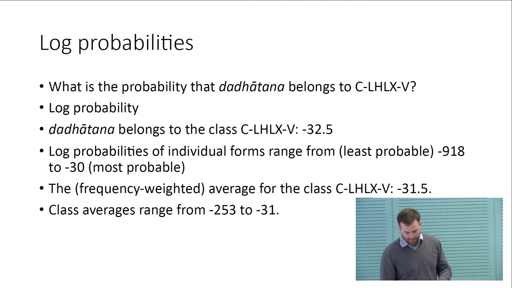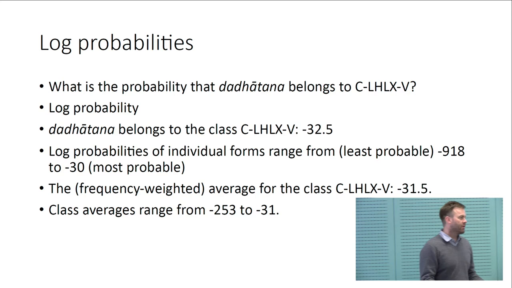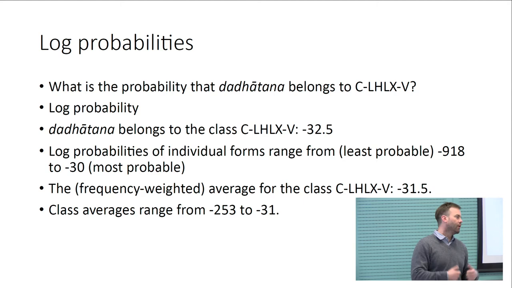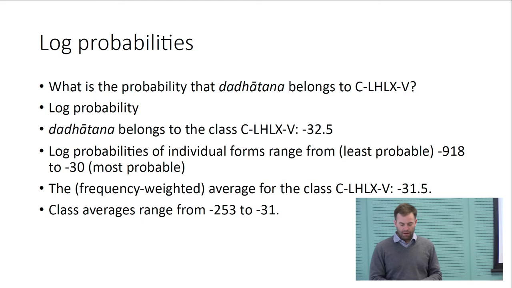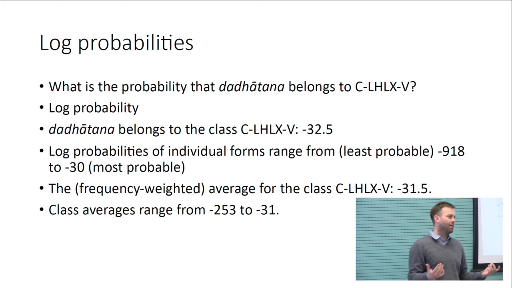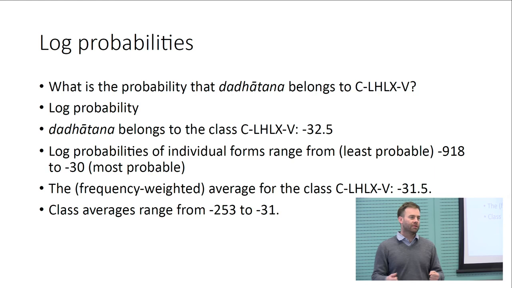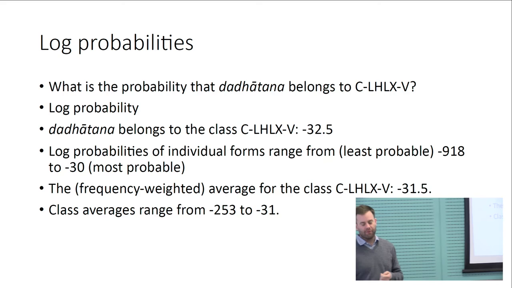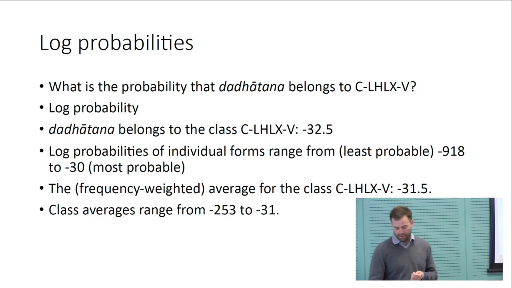And so obviously when you see something like -32.5, that doesn't mean anything until you put it relative to the other log probability values that you're coming up with. And so just to give you a sense of this, the log probability values for the individual forms of the Rig Veda range from -918, that's least probable to belong to its class, to -30, which is most probable to belong to its class. And for each class, we can also come up with an average. So the average for this class is -31.5, very similar to the -32.5 that we have for Dhatana.